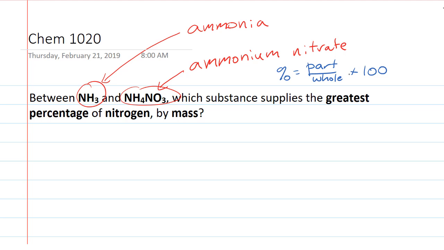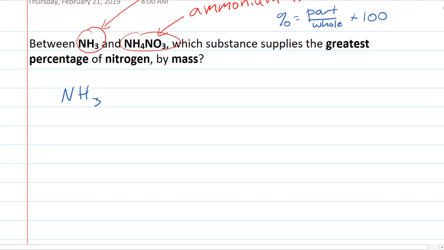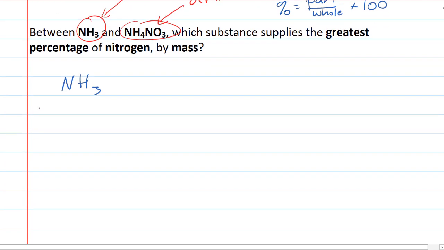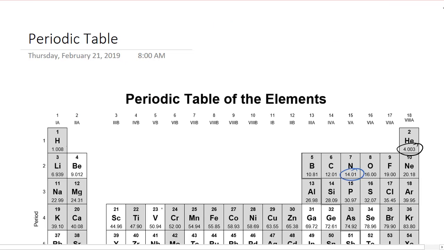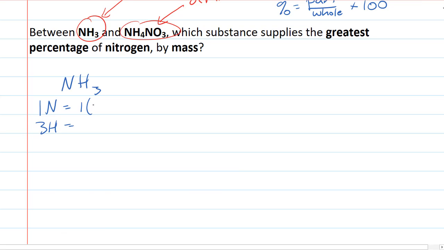So if we want to find the percentage of nitrogen, let's start first of all with the ammonia over here. How many nitrogen atoms are in ammonia? How many nitrogens? 1. How many hydrogens? 3. So now we're going to calculate the molar mass. We have 1 nitrogen, coming back to the periodic table, 1 nitrogen at 14.01, 3 hydrogens at 1.008.